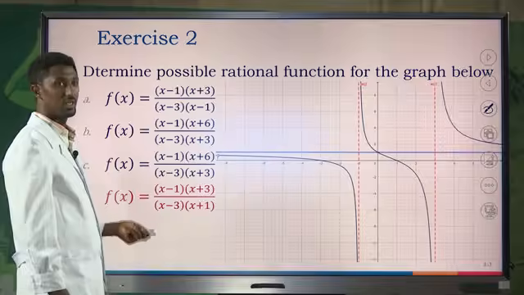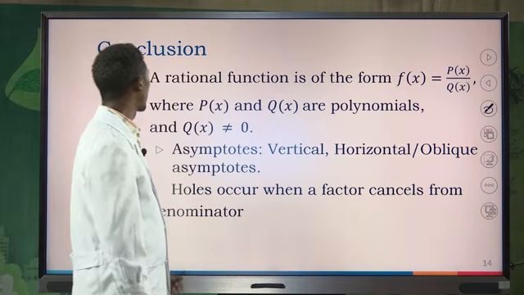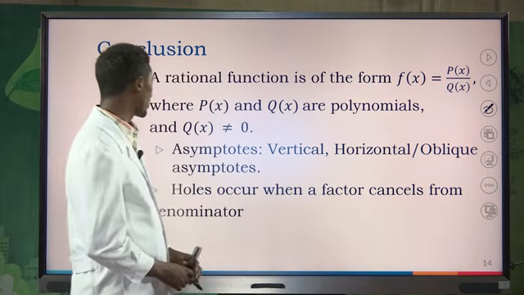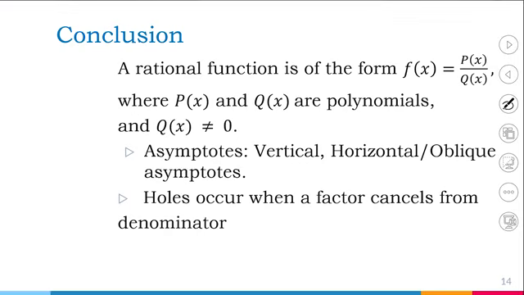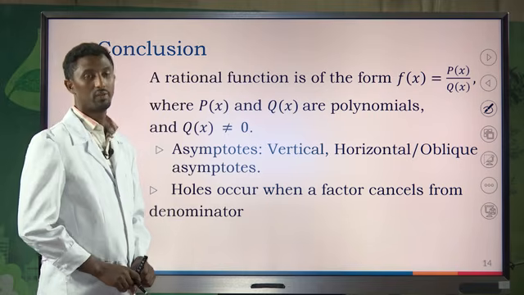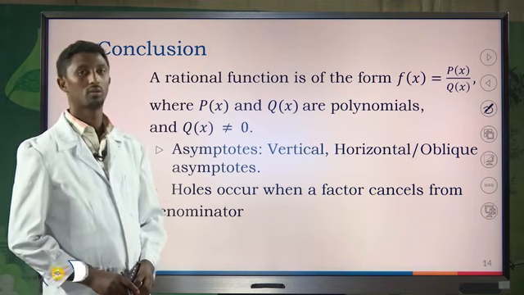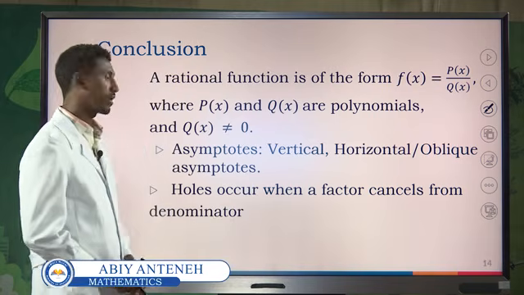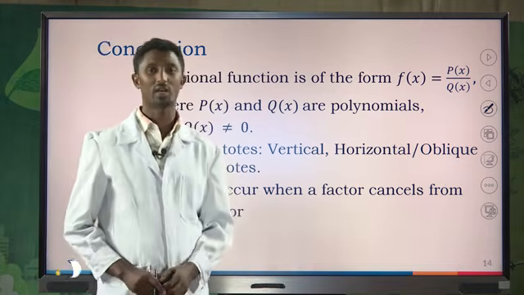Let's choose D. So the lesson covers a rational function of the form f of x equals p of x over q of x, where p of x and q of x are polynomials, and q of x is different from 0. So in this lesson, we discovered asymptotes: vertical, horizontal, and oblique asymptotes, and holes, which occur when a factor cancels from the denominator. This is all about the lesson. See you next time. Bye.